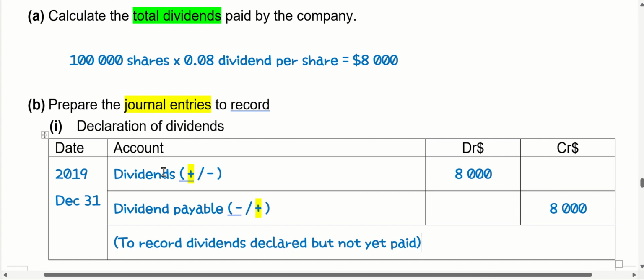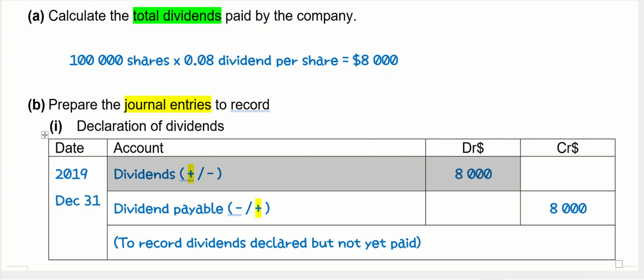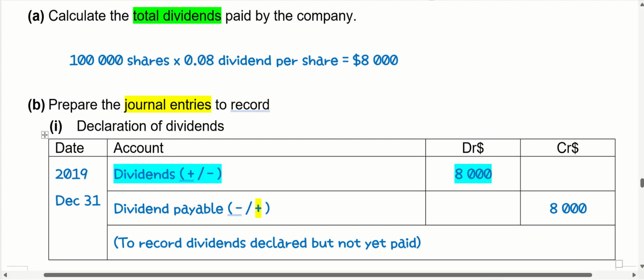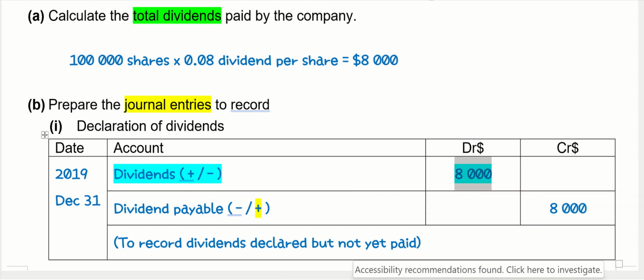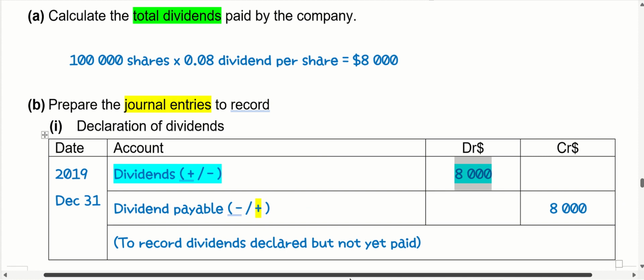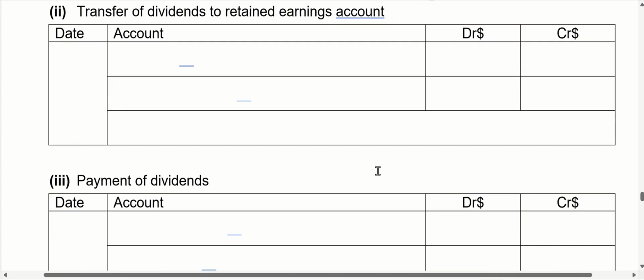Now, at the end of the year, you need to transfer this dividend. This dividend that I'm highlighting in turquoise here needs to be transferred to the retained earnings. So now you have debit dividend, $8,000, and we need to take it out of the dividend account and put it into the retained earnings account. So now we are going to transfer dividend to the retained earnings account. And when do we do it? We do it at the end of the year.